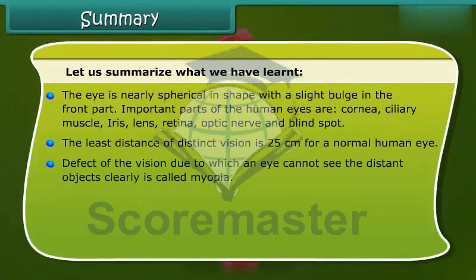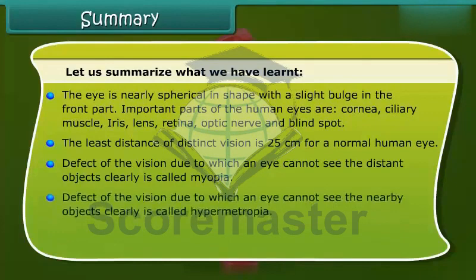Defect of the vision due to which an eye cannot see the distant objects clearly is called myopia. Defect of the vision due to which an eye cannot see the nearby objects clearly is called hypermetropia.